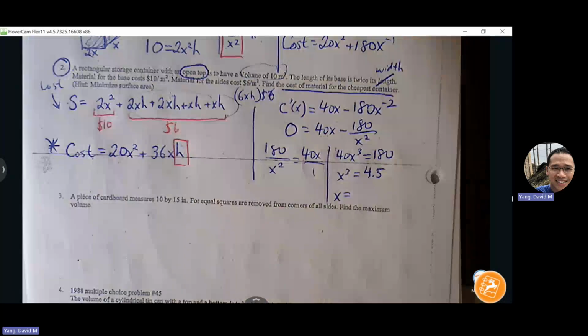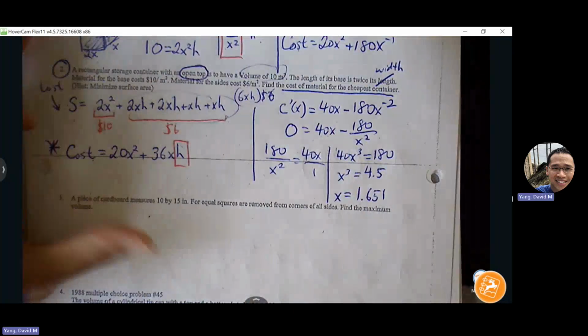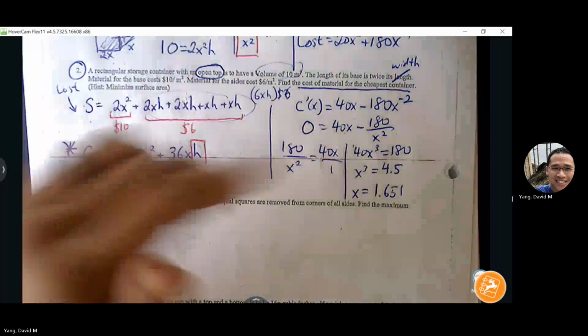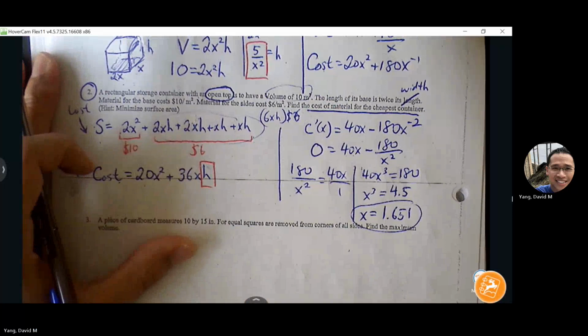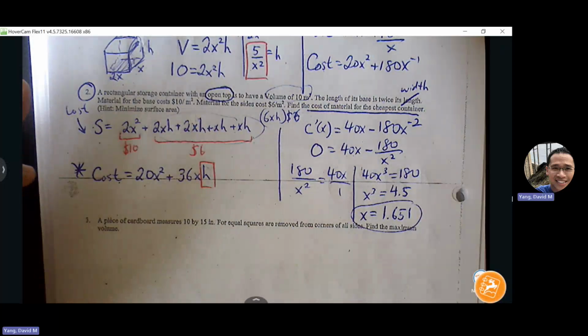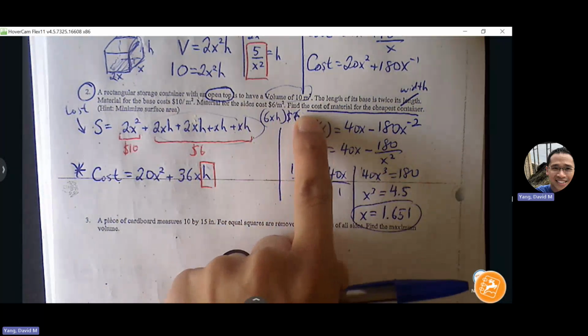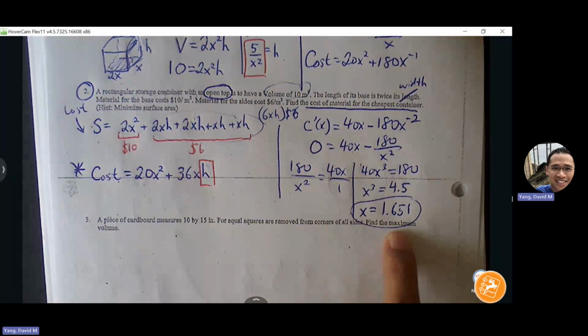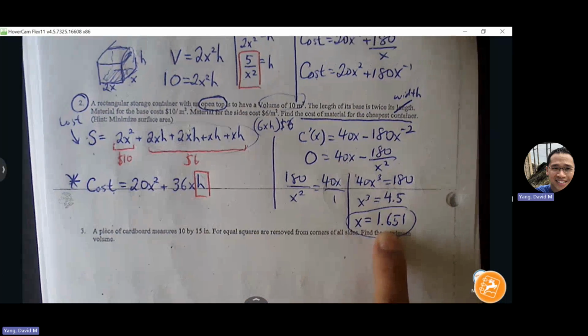Take the cube root. Like 1.651. So we have the dimension for our box container that is the cheapest, based off of our restriction that it has to be 10 cubic meters. But is it asking for the dimensions though? Cost. So I can just plug this 1.651 into what?